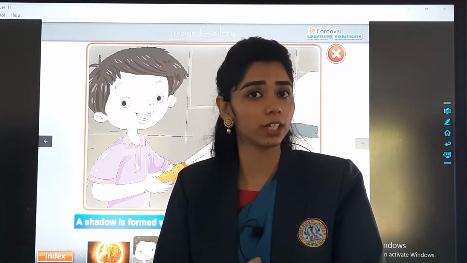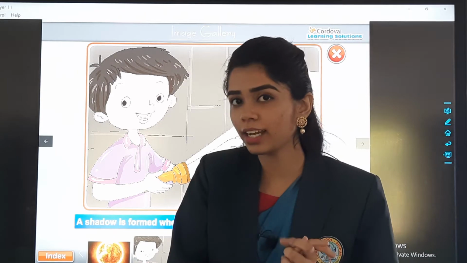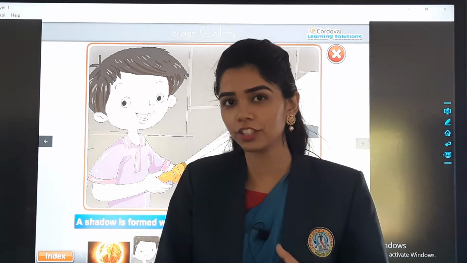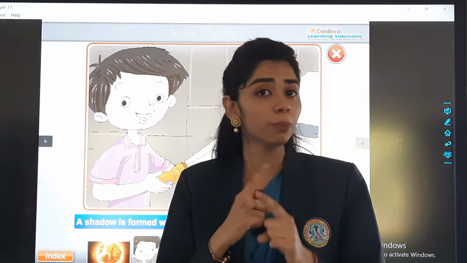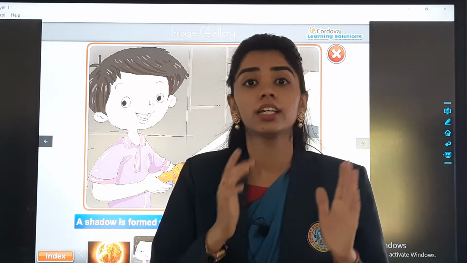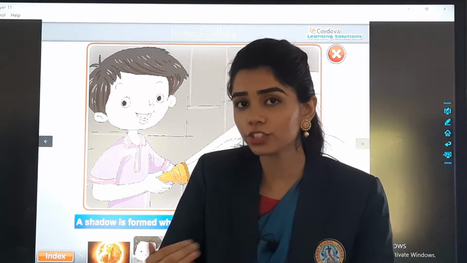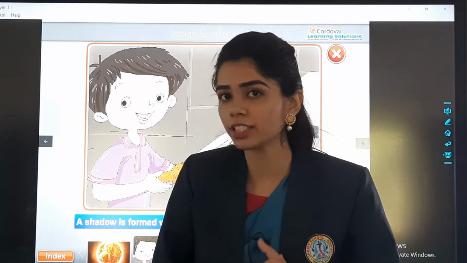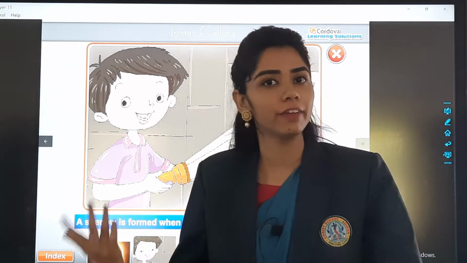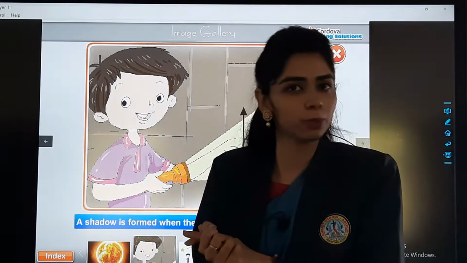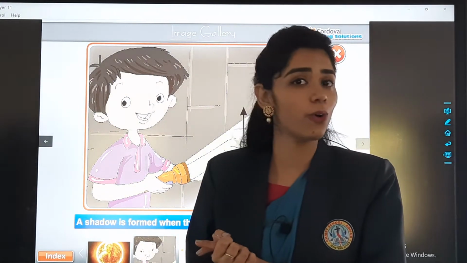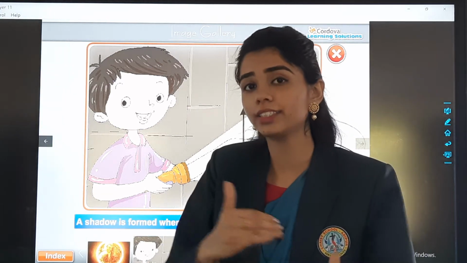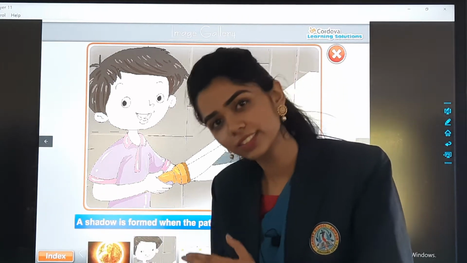See, you might have observed that when we go in the sunlight, we can see our shadow below us. But you may have noticed that the length of the shadow keeps on changing. The length of your shadow that you saw in the morning, do you see the same length in the afternoon? No. So now we will learn about the shadow and its length that keeps on changing.